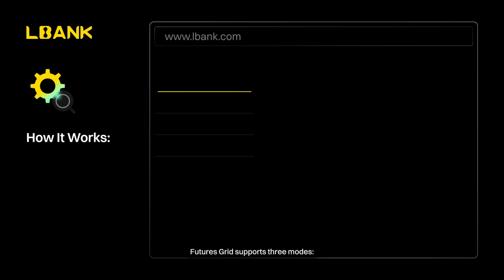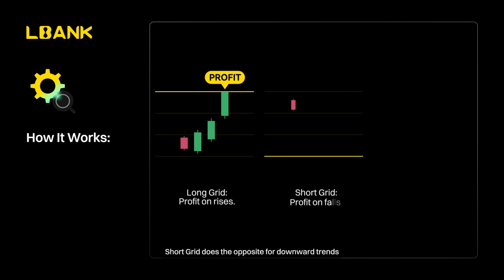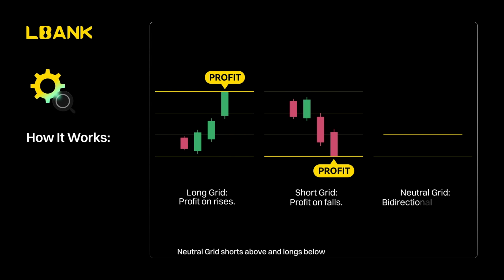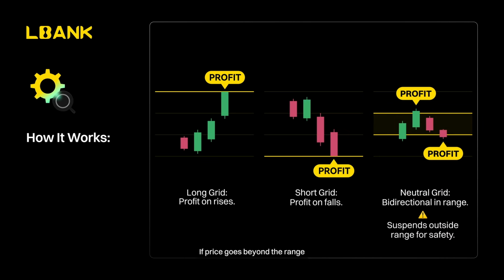Futures Grid supports 3 modes. Long Grid holds long positions and profits on price increases, ideal for oscillating upward trends. Short Grid does the opposite for downward trends. Neutral Grid shorts above and longs below the reference price for pure range oscillations. If price goes beyond the range, it suspends orders for high safety.